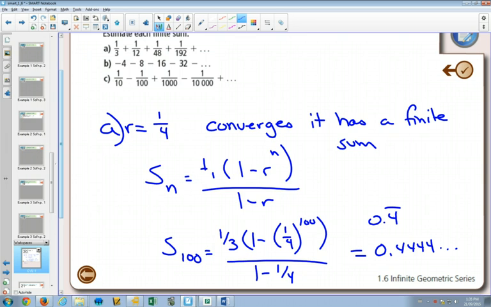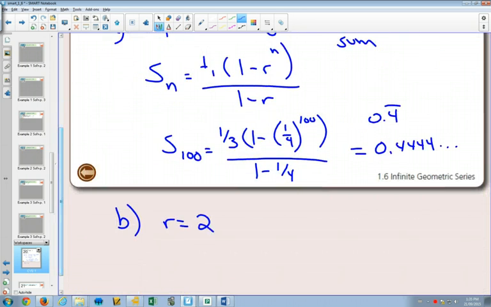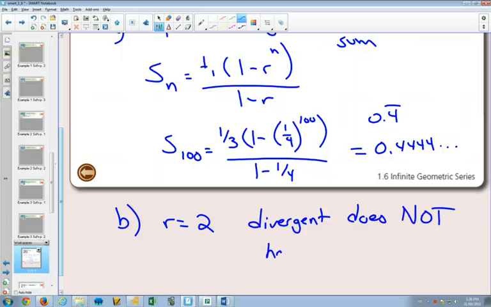Okay. So for part B, you can see you're multiplying by 2. Are your numbers in your terms getting closer and closer to 0? No. So this one we would say is divergent and does not have a finite sum. Right? Finite means it's a quantity that you have.